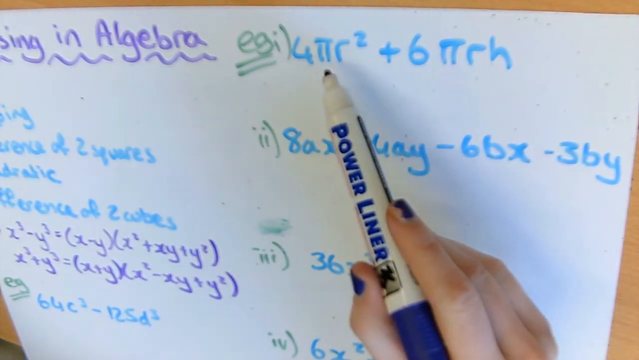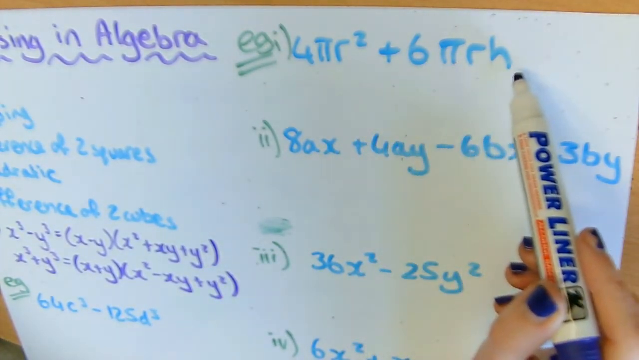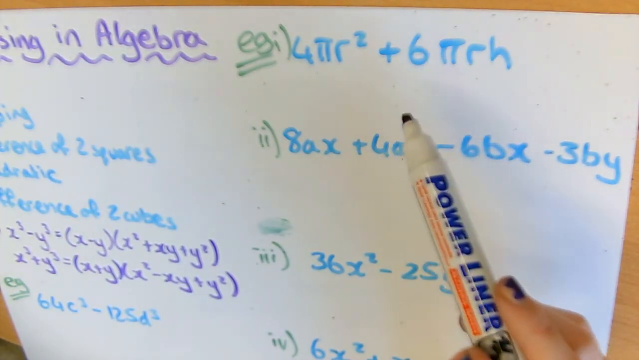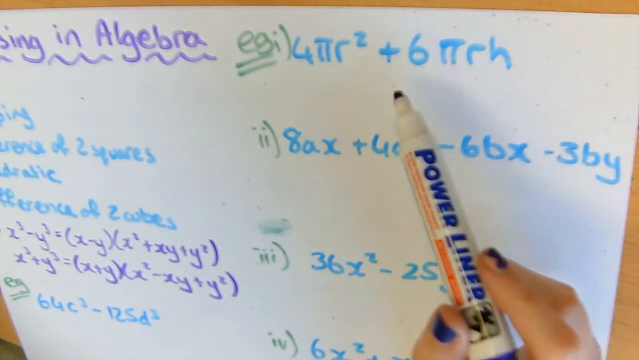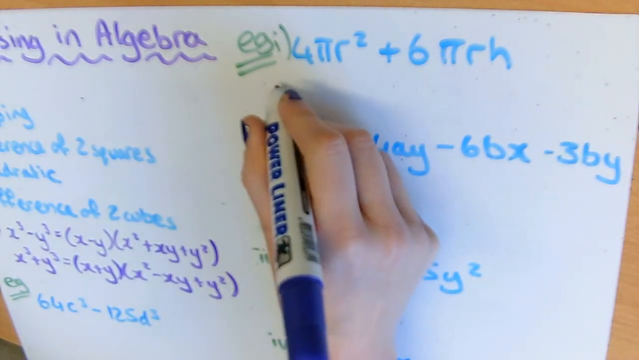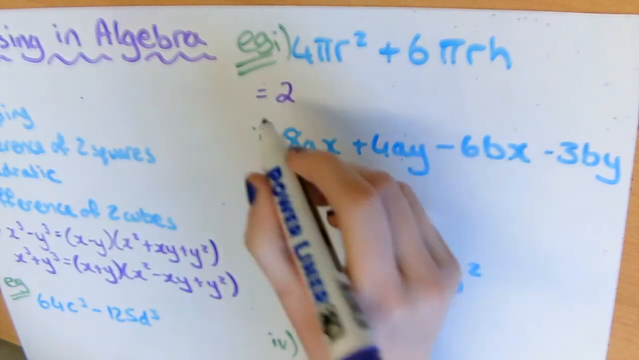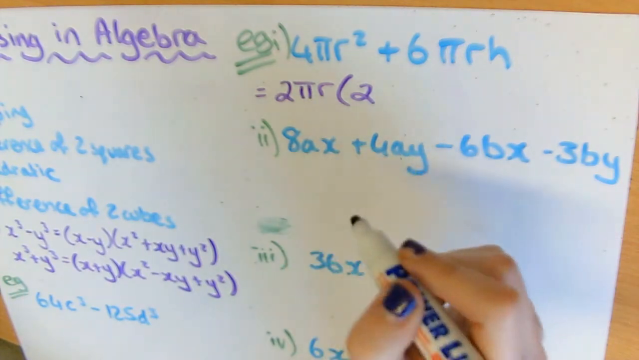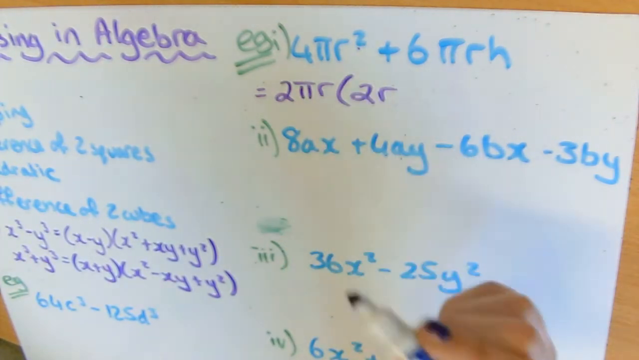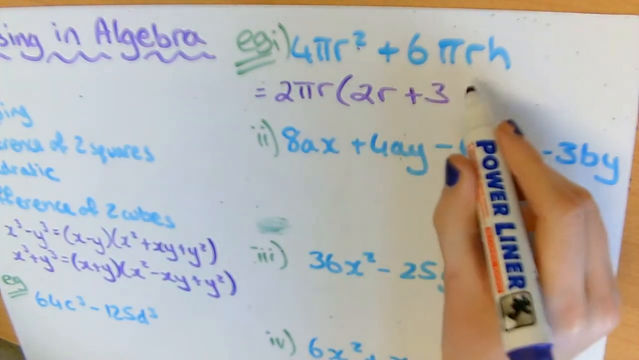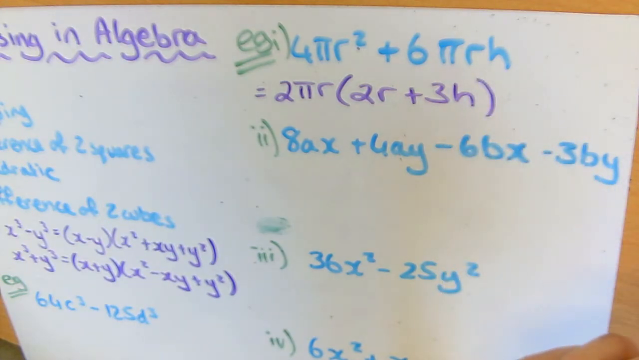So our first example here is 4 pi r squared plus 6 pi r. Now what I would say is there's no difference of 2 squares. 6 is not a square number. There aren't enough terms to do grouping or quadratic factorizing, which means we have to do highest common factor. 4 and 6, the biggest number that divides into both of them is 2. And I can see that they both have a pi and they both have an r. So 2 by 2 gives me 4. We already have our pi, and r by r gives me r squared. Plus 2 by 3 gives me 6. We have pi, we have r, so we just need h. Okay? So now that's our highest common factor done.